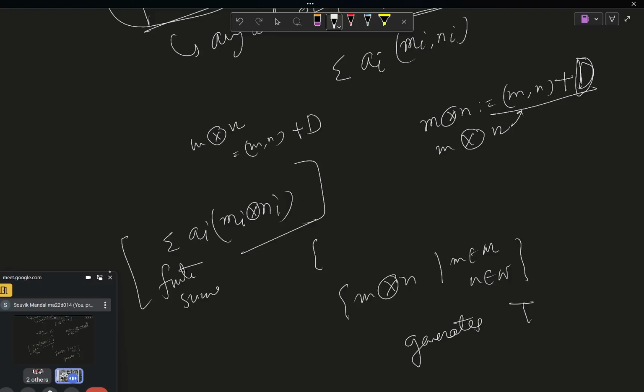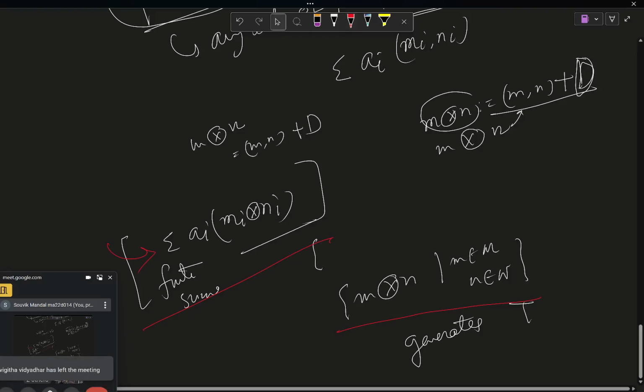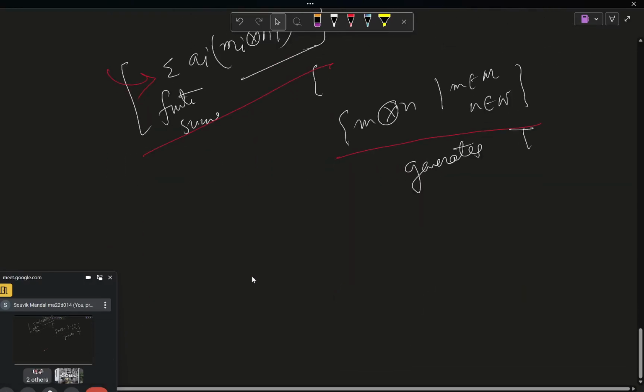So we have some notation for m tensor n, and by this notation any element of capital T is of the form summation a_i m_i tensor n_i, right? From this we can say that P is generated by the elements of the form small m tensor small n, where small m belongs to capital M and small n belongs to capital N. This collection generates P. Understand? So this is some T.